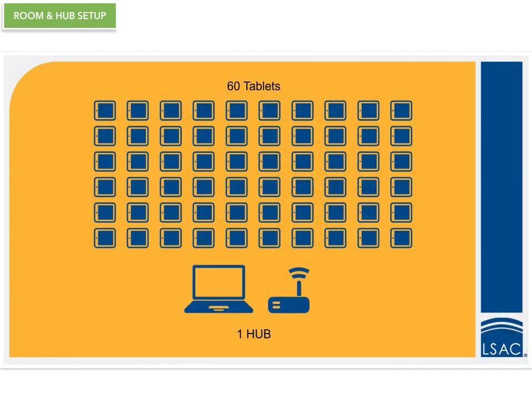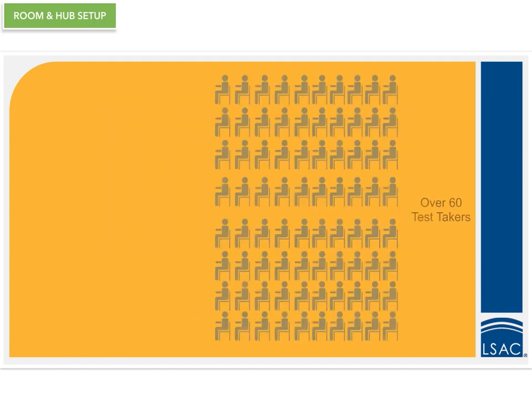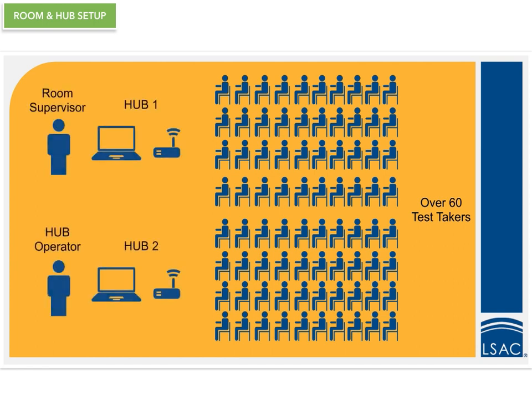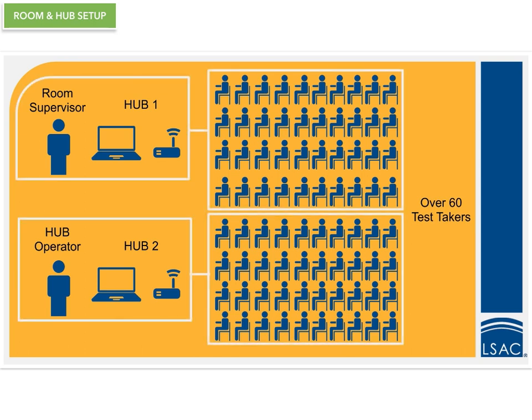As I mentioned a bit earlier, each hub can administer the LSAT for up to 60 tablets. This means that if you have a larger testing room that can accommodate more than 60 test takers, you will need 2 or more hubs and 1 room supervisor per hub. You'll need to create a virtual room, meaning you need to plan which seats will be associated with which hub, and you'll need to create 2 separate seating charts, one on each hub, as if they were separate testing rooms.